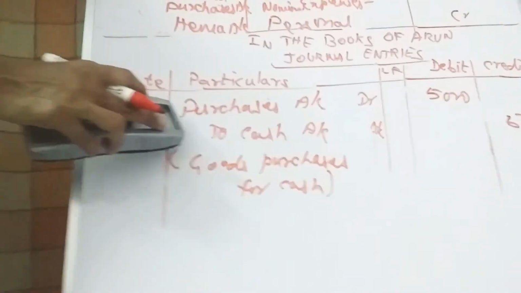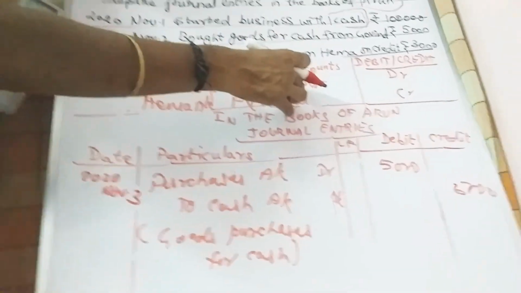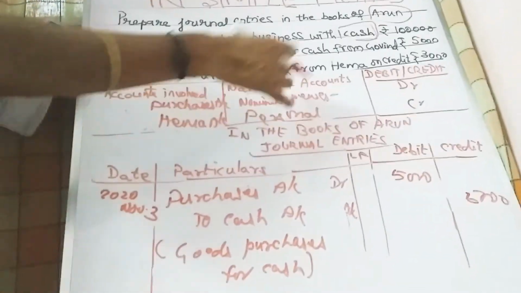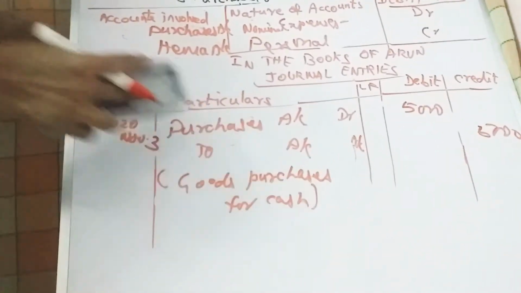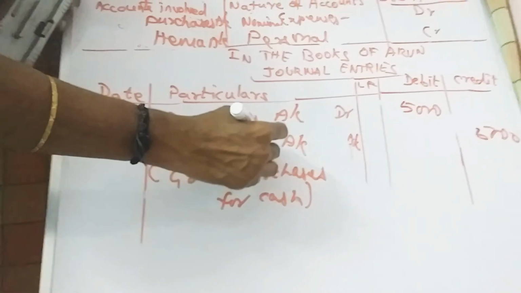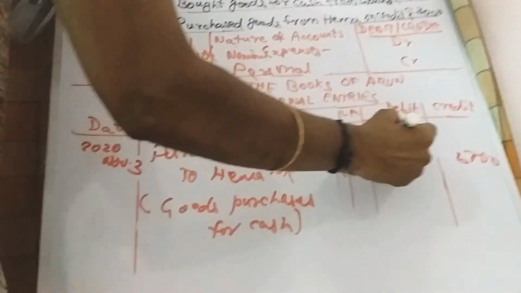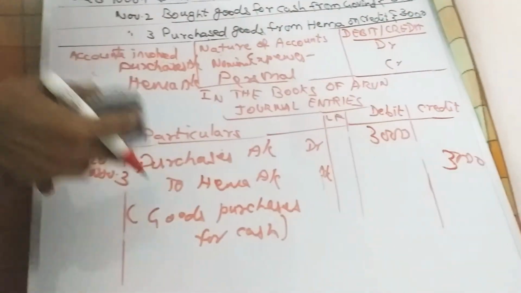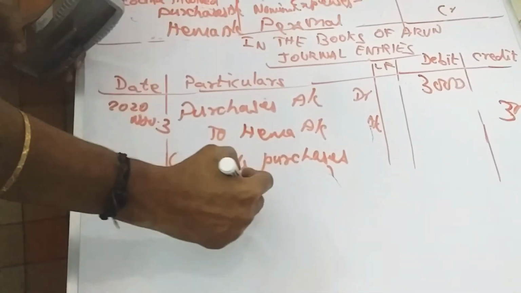So 2020 November 3rd, purchases should be debited, as purchases is an expense. It is a nominal account, expenses debited. And Hema is the giver. Giver under the personal account should be credited. So to Hema account. Your debit amount is equal to credit amount. The debit amount is 3000 and credit amount is 3000. So, goods purchased from Hema. That is the narration.